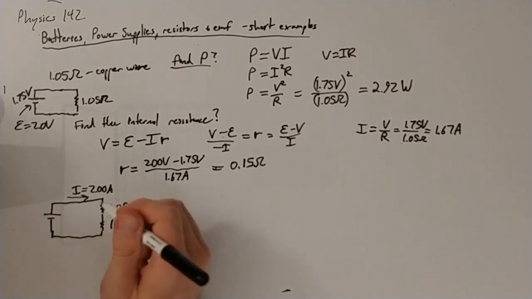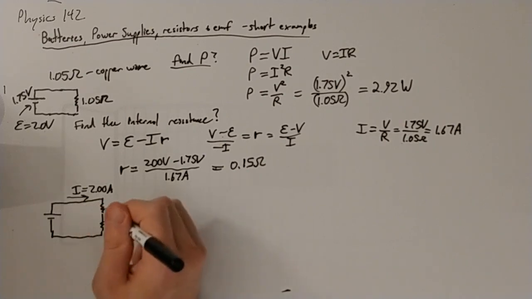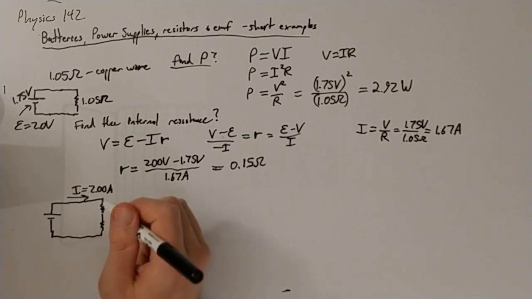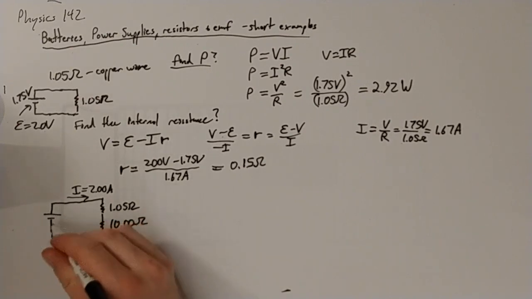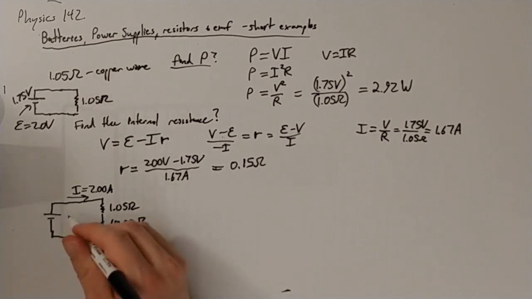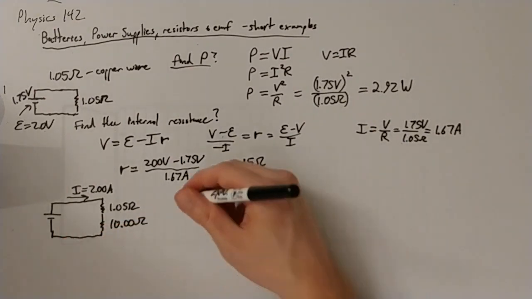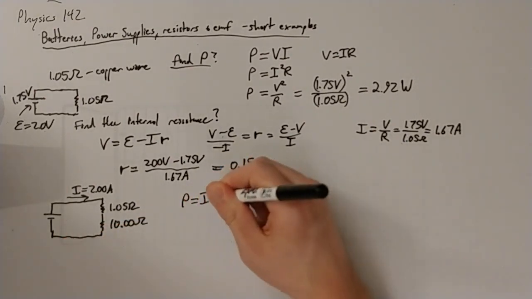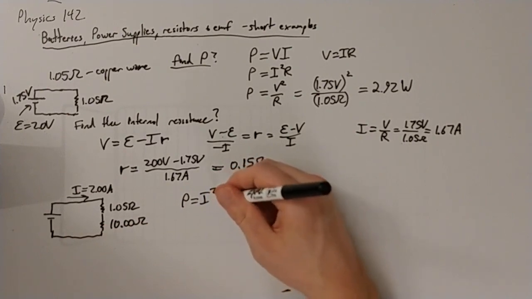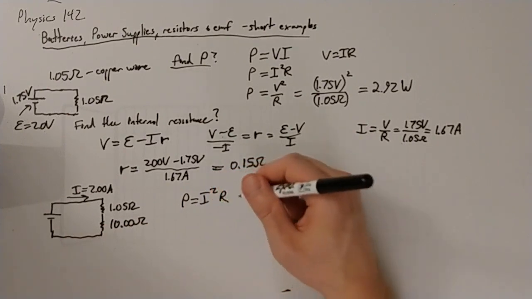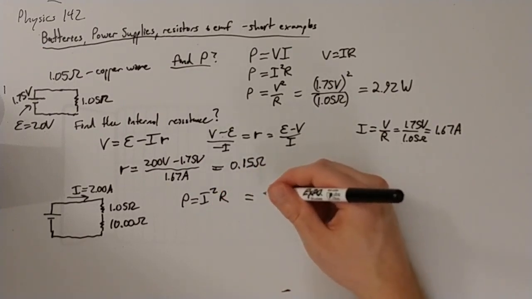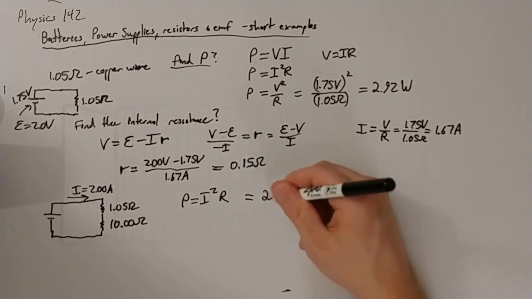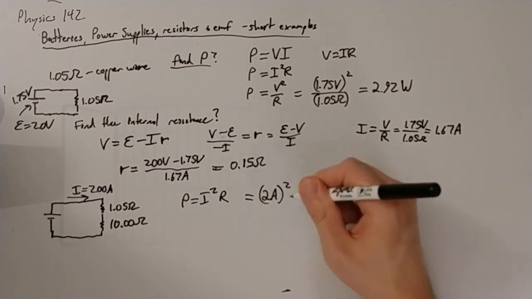Because what we can do is look at this problem and say, well, if I want to know the power that I need to actually input here, the power that I need to input is going to be I squared times R. I squared times R. And so, I squared, that's 2 amps, that will get squared.